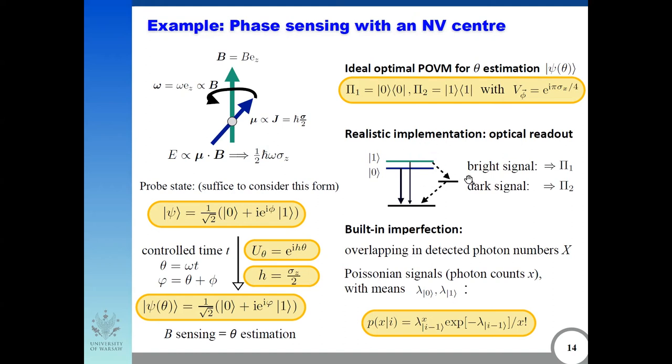So in particular, you can model this by Gaussian or Poissonian statistics for the photon numbers detected, with means that depend on whether it was zero or one. So if the means are very much separated, then you can tell with good confidence that it's quite dark, so it has to be zero, for example. When it's quite bright, it has to be one. But then there'll be some overlap. And now this overlap, this Poissonian, is exactly the stochastic map that we had earlier. And therefore they will be mixing the outcomes, which are now the photon numbers detected. So the X would be the photon numbers.